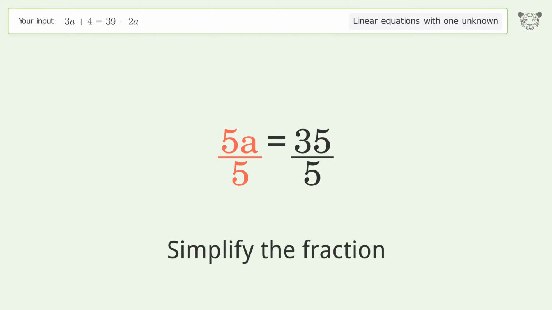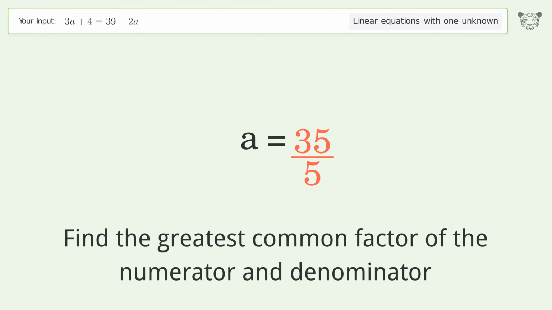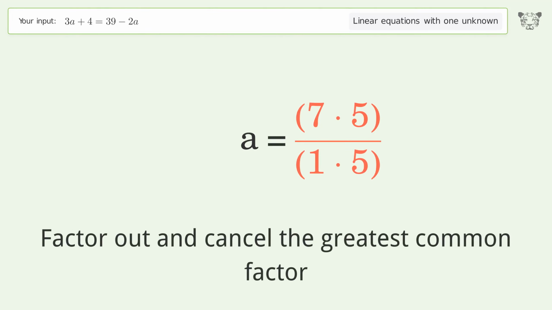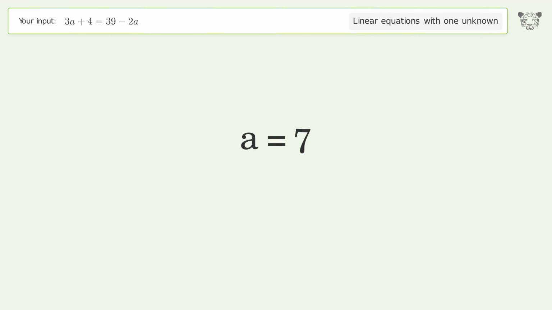Simplify the fraction. Find the greatest common factor of the numerator and denominator. Factor out and cancel the greatest common factor. And so the final result is a equals 7.